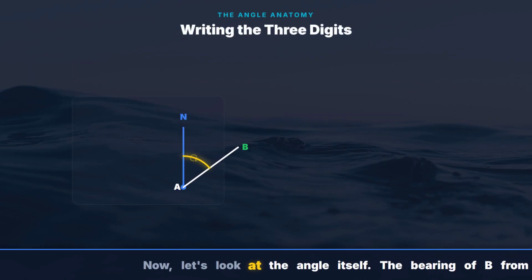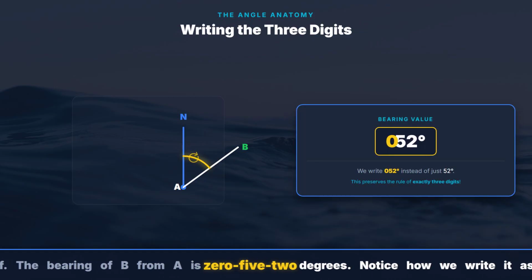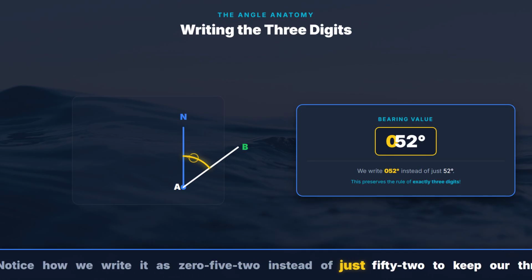Now, let's look at the angle itself. The bearing of B from A is 052 degrees. Notice how we write it as 052 instead of just 52 to keep our 3-digit rule intact.